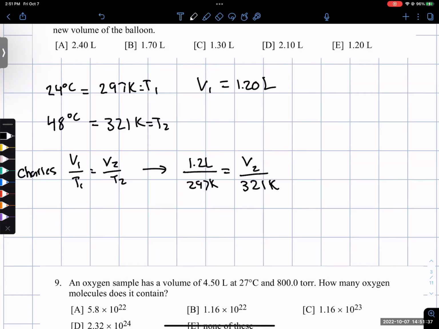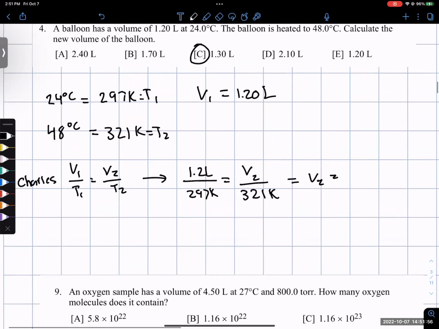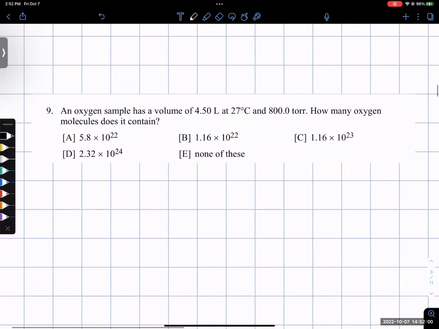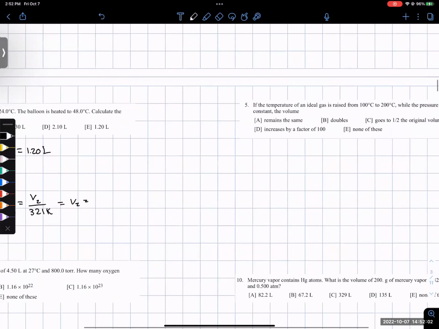So 1.2 times 321 divided by 297. And what did y'all get? I got C. Okay. I got a few people saying they got C, and C is in fact correct. Okay. C, number 5.